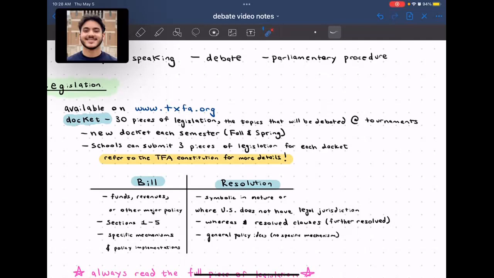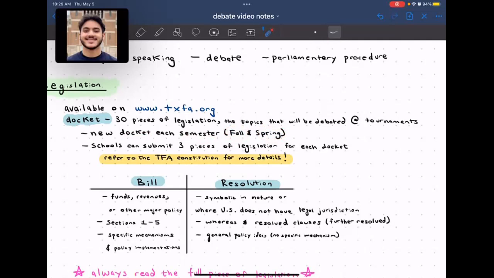And so I would check in at that particular tournament or with your coaches to ensure that you're preparing for the right pieces of legislation. Now, like I mentioned earlier, there is a new docket each semester, one in the fall and one in the spring. And schools can submit up to 3 pieces of legislation for each docket.